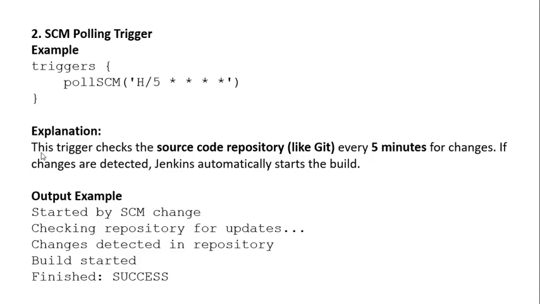And the explanation: this trigger checks the source code repository, like Git, every 5 minutes for changes, and if changes are detected, Jenkins automatically starts a build. The output is: started by SCM change, checking the repository for updates, changes detected in repository, build start, and finish with a success message shown.